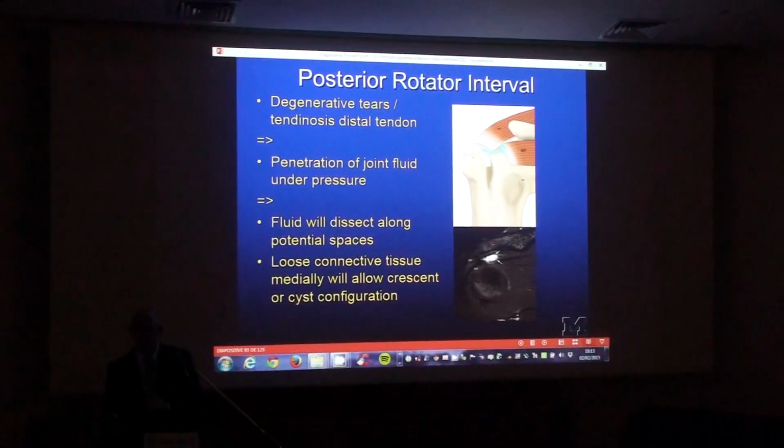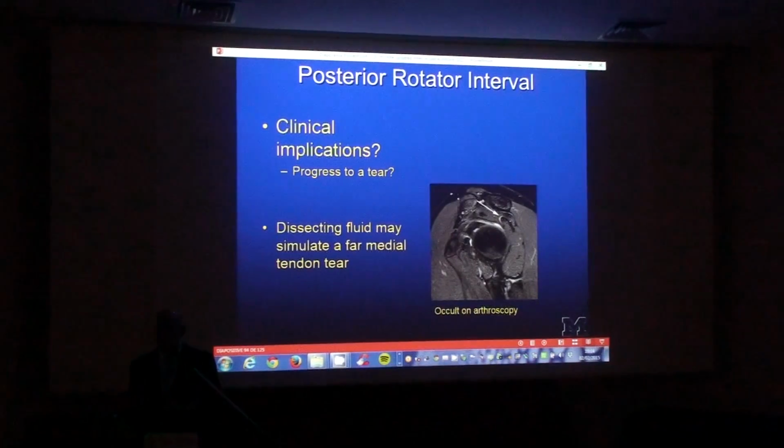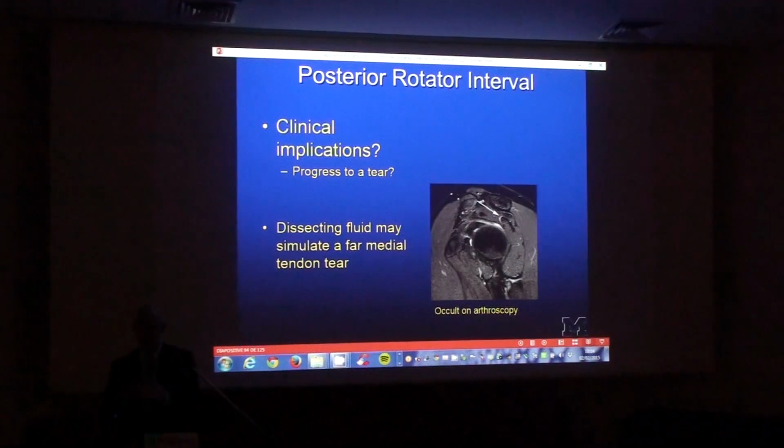Now, what does this mean? What are the clinical implications? Will this indicate that the tear will propagate through that area? We're not sure at this point. What we have learned from this study is that oftentimes when we see fluid signal in the far medial aspect of the posterior rotator interval, not to call it a tear, because on arthroscopy they will not see it. It's got intact cuff and cable basically deep to it and superficial to it. So we try not to overcall tears here, aware that fluid can dissect in this location and not be appreciated on arthroscopy.